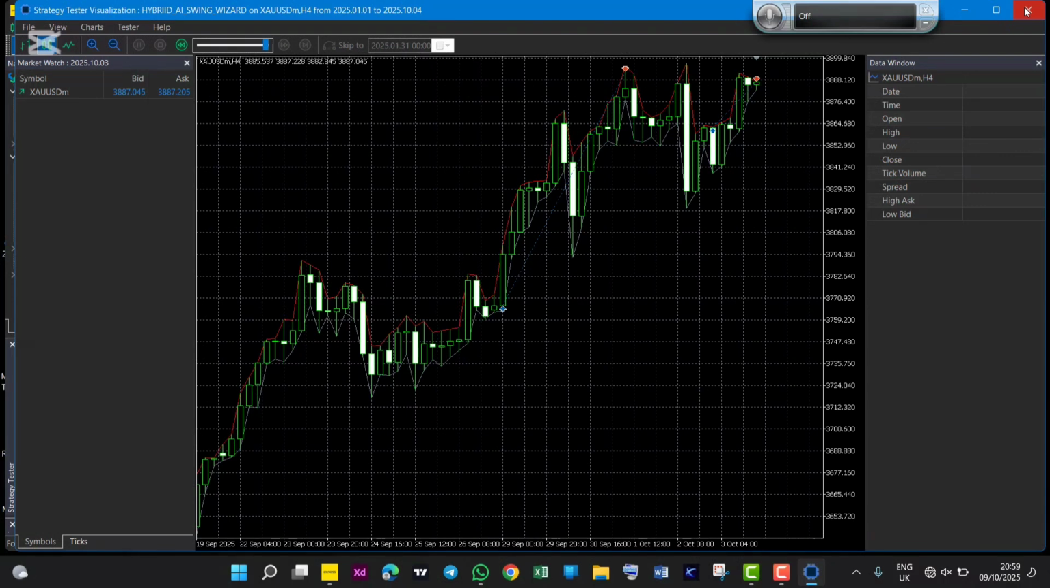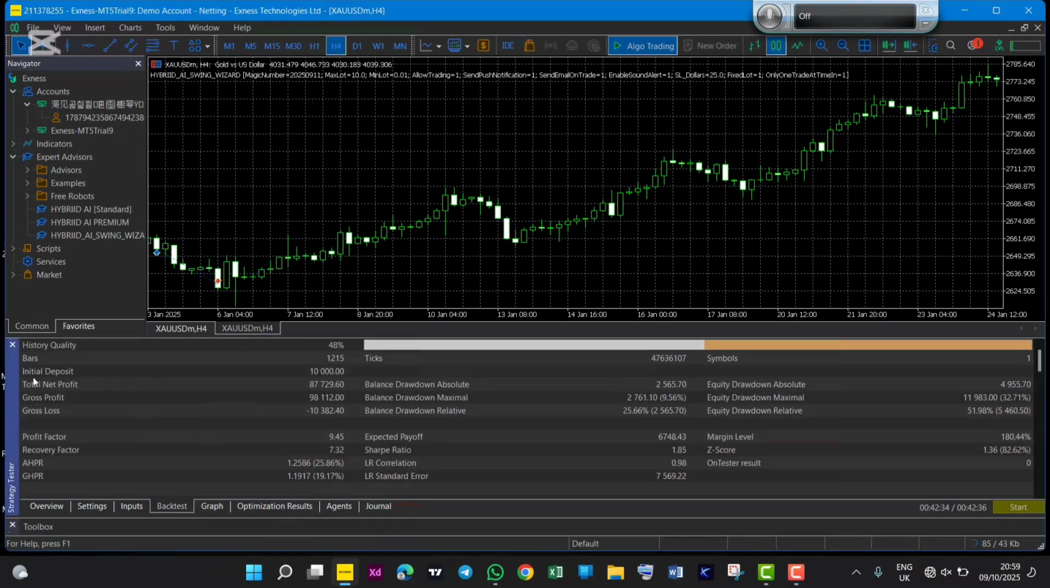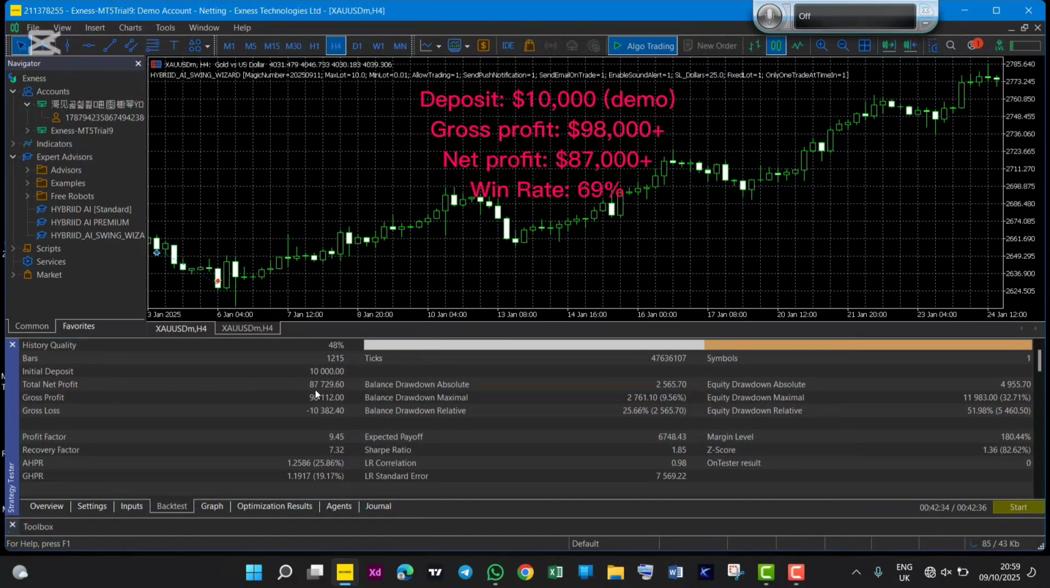So let's see our result. I close here, and we come back to our backtest. This is our initial deposit, $10,000. This is our total net profit, $87,729. Oh my god. Remember, this is aggressive entry. We risked 20% on this trade. And look at the gross profit, 98,000, almost $100,000 from $10,000.